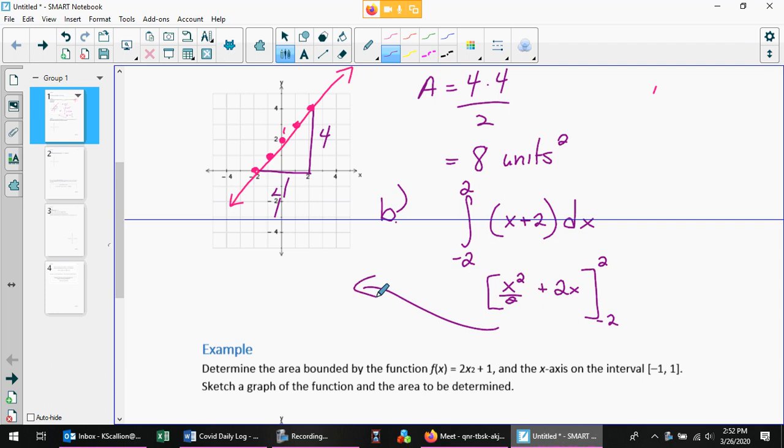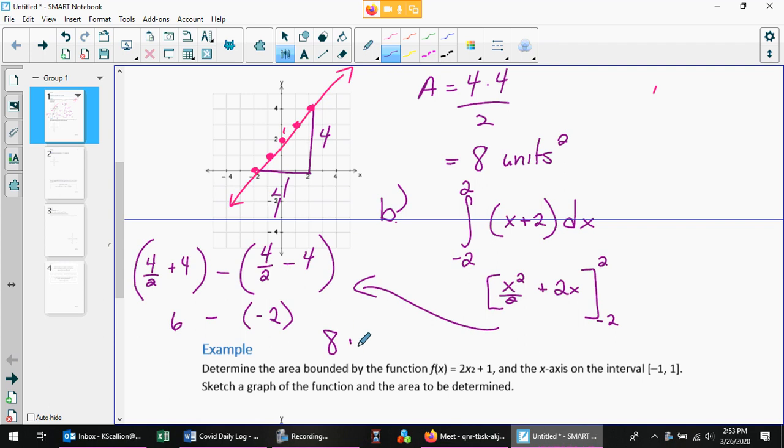So I'm going to put my +2 in first. So I'm going to have 4 over 2 plus 4, subtract 4 over 2 minus 4. So this one will be 6 minus a -2. So my area will be 8 units squared. Okay, easy peasy. That's I3. You guys have done that, no problem before.